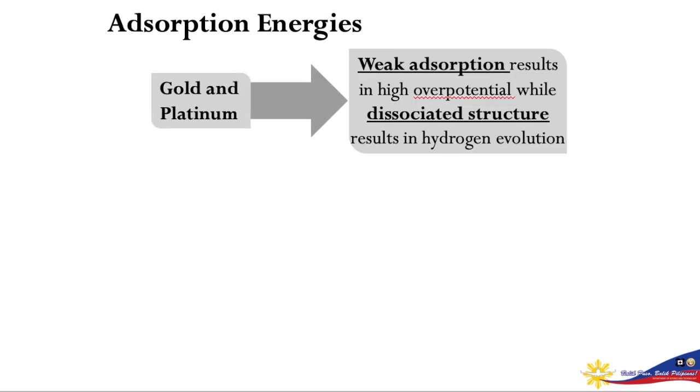We have seen that for the case of gold and platinum, weak adsorption results in high overpotential, while the dissociated structure results in hydrogen evolution. Therefore, we would like to avoid this by designing a catalyst that promotes the strong adsorption of borohydride in order to promote the low overpotential, and at the same time, we would like the catalyst to promote the molecular adsorption structure so that hydrogen evolution can be avoided.